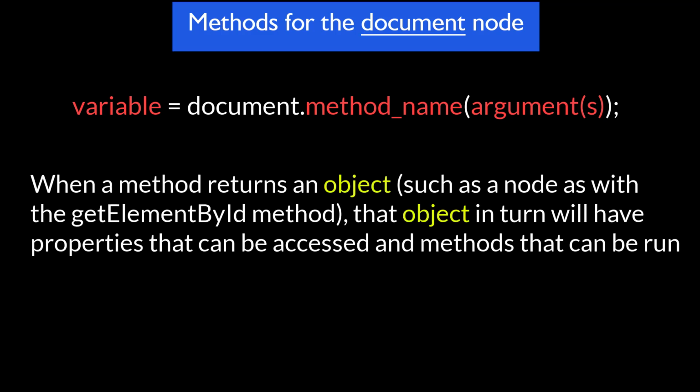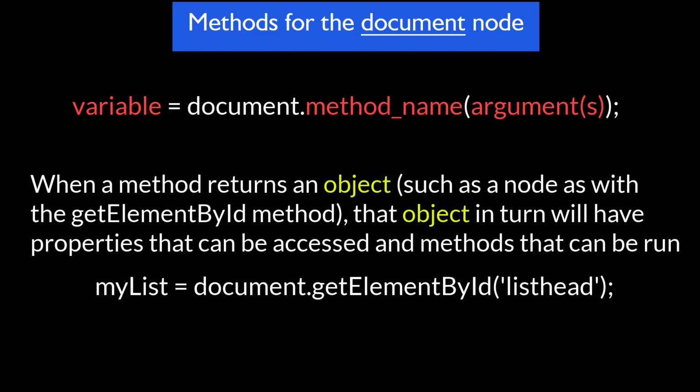Now, when a method returns an object, such as a node, as with the getElementById method, that object in turn will have properties that can be accessed and methods that can then be run. For example, after executing this statement, myList equals document.getElementById("listhead"), the variable myList contains an object reference to our UL element, which is an element type node. So we could, for example, take that object in an assignment statement such as myList.style.color equals red.